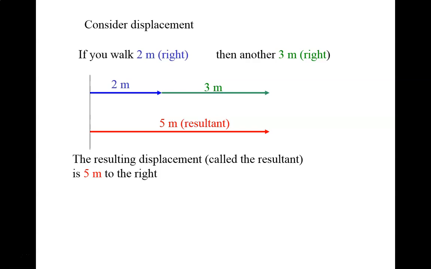So if we look at two displacement vectors, and if we walk 2 meters to the right, and then we walk another 3 meters to the right, if we add those together, we just get 5 meters to the right. The resultant, the vector sum, is 5 meters to the right. And notice again, we put the vectors tip to tail.